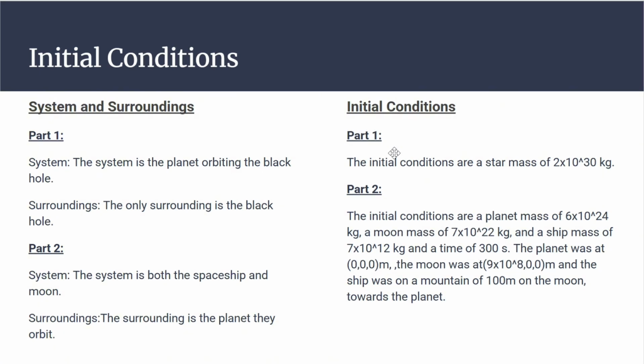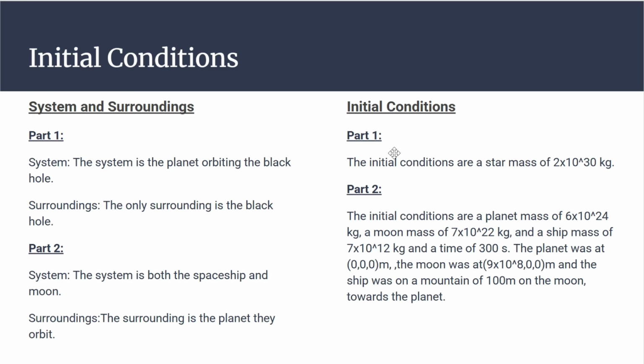Methods. Some of the initial conditions for the lab were first the system and surroundings. For part 1, the system was the planet orbiting the black hole, and the only surrounding was the black hole. Then for part 2, the system was both the spaceship and moon, and the only surrounding was the planet that they orbit.